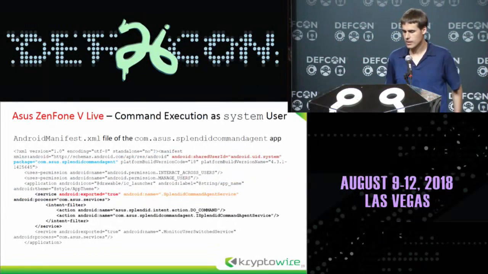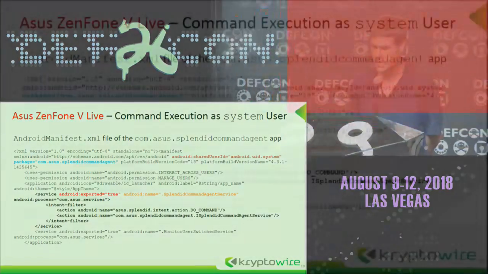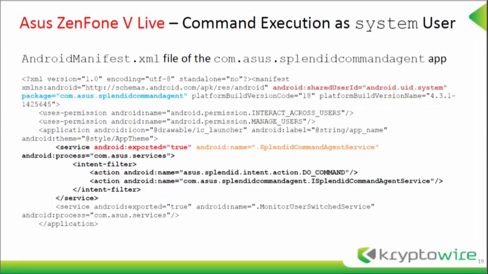So also, we did find arbitrary command execution as a system user through a vulnerable platform app on the Asus ZenFone 5 Live device. We talked about the Android manifest XML file earlier. Here's the entire manifest file for the application. In red, just showing that it's a platform app running as system. Blue is the package name. Red is exported, meaning any application can interact with it. And orange is the name of it, and the service declaration is provided in bold.